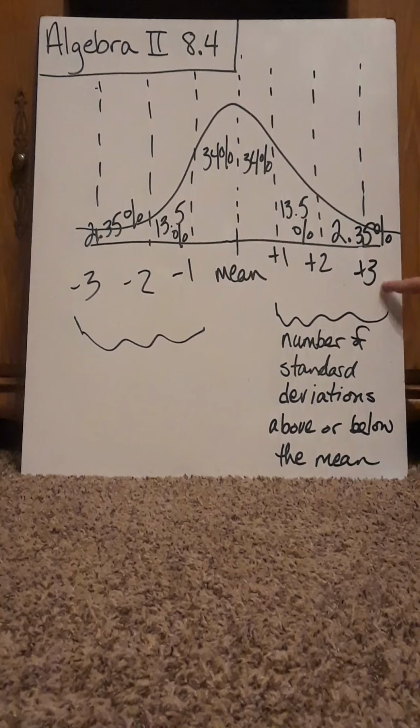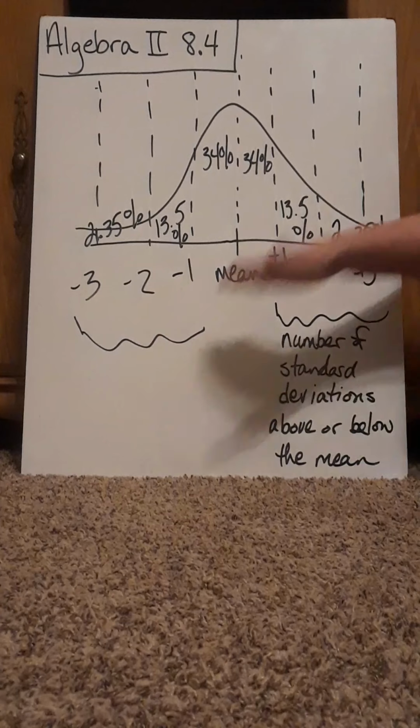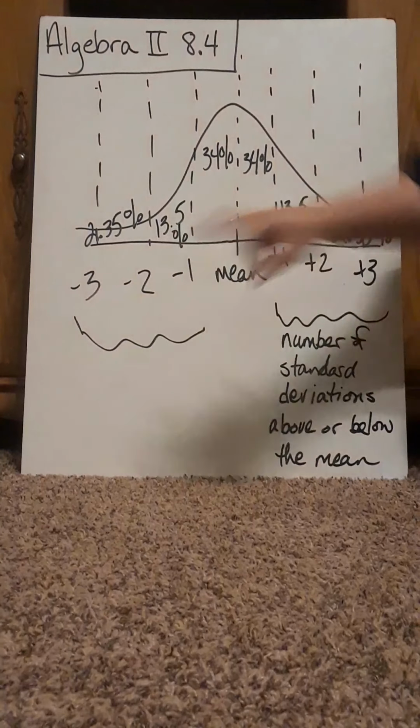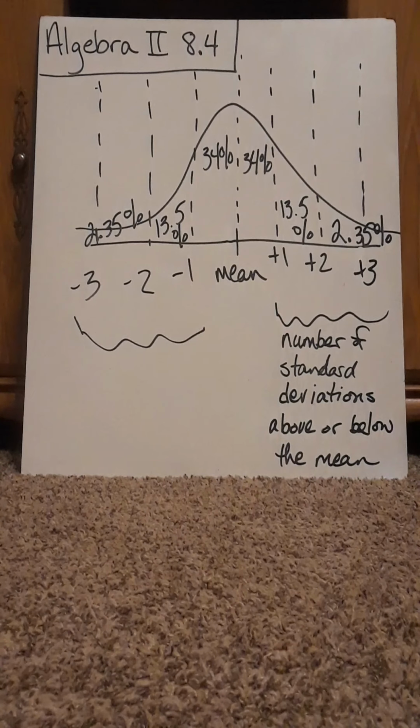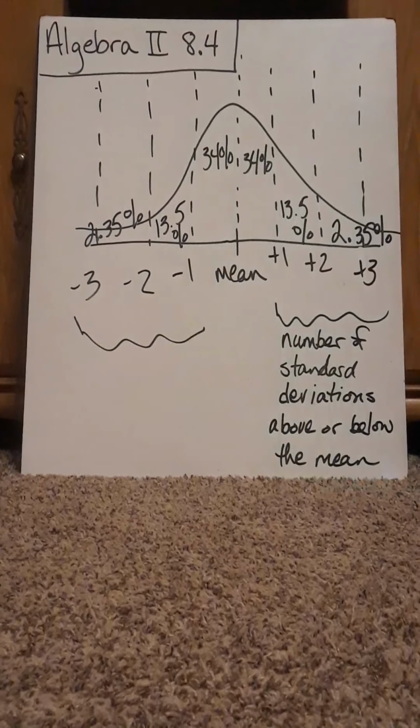+2 and +3, these are the number of standard deviations above or below the mean. So you're either above the mean or you're below the mean if it's a minus. But that's what that +1, +2, +3, and -1, -2, -3 represent. It represents how many standard deviations above or below the mean you are. And you can tell by looking at the graph of this that most of the data is centered around the mean.